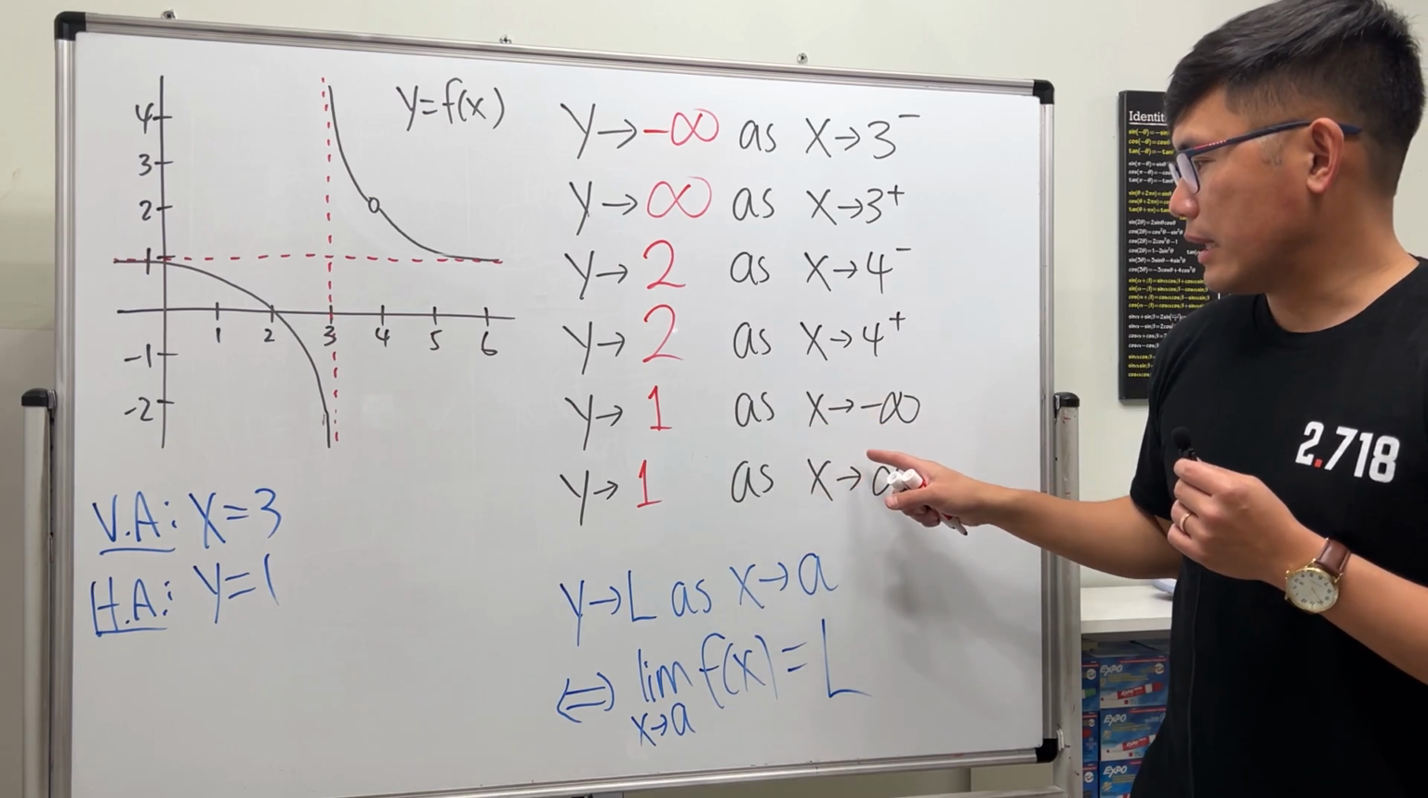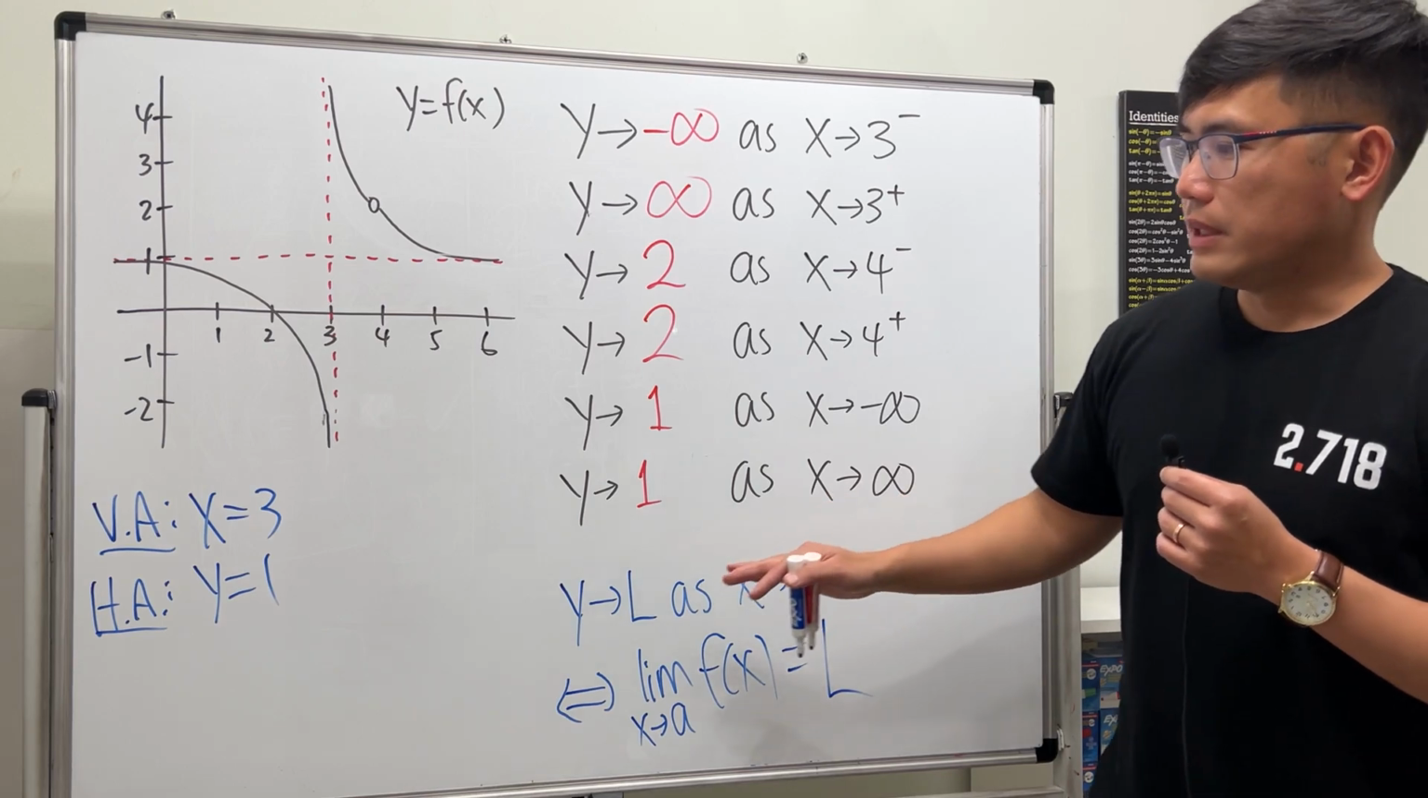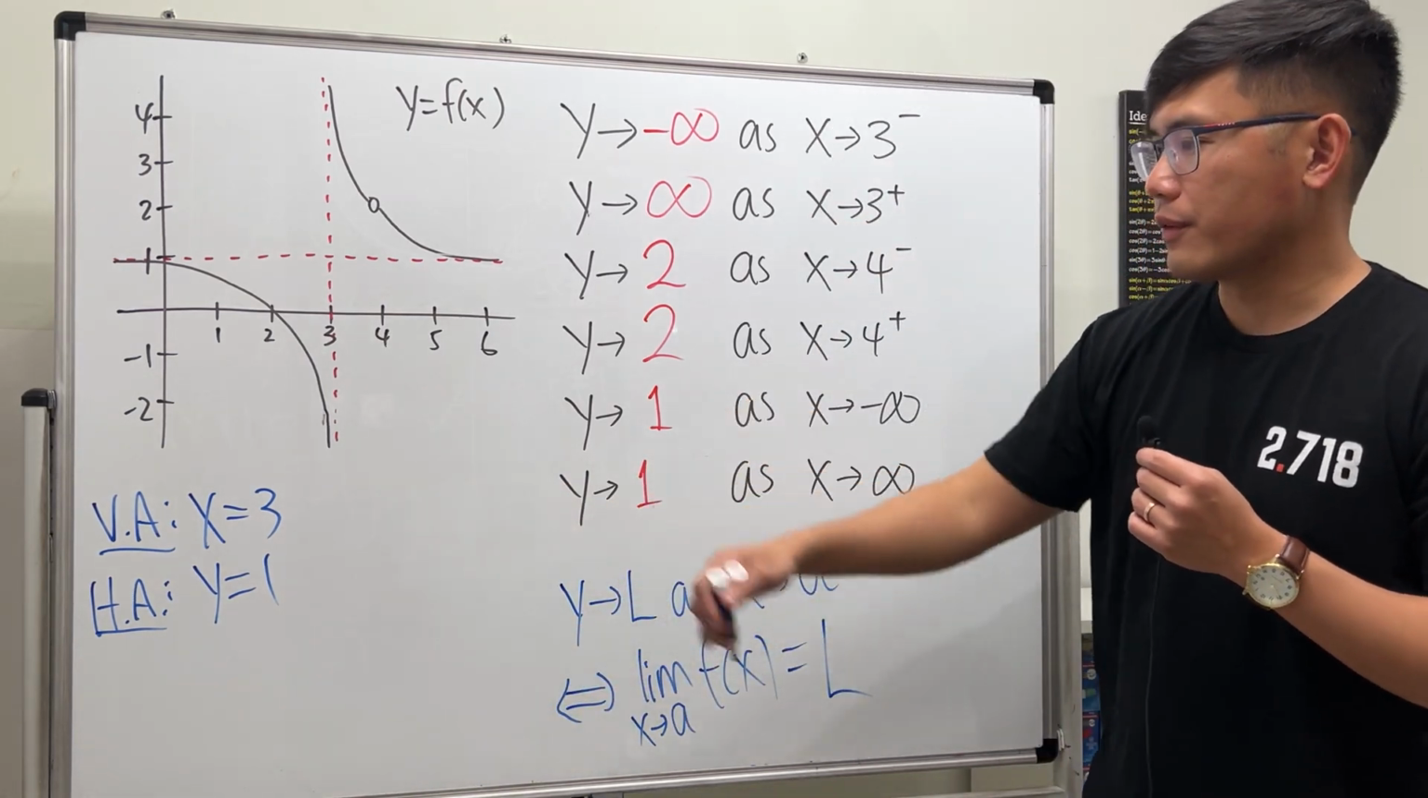Then we also have the horizontal asymptote, and that's the case when x is approaching negative infinity or positive infinity. Yeah, so for now, they are the same number, so we only have one answer.